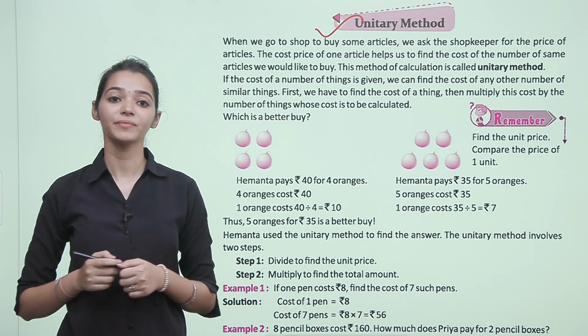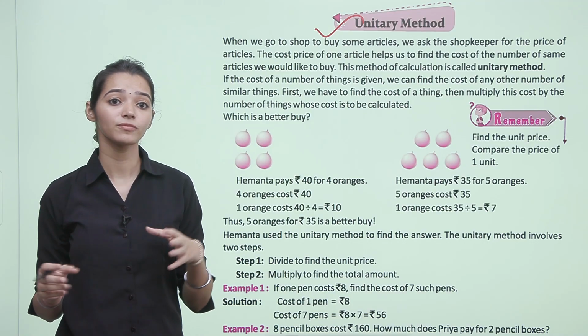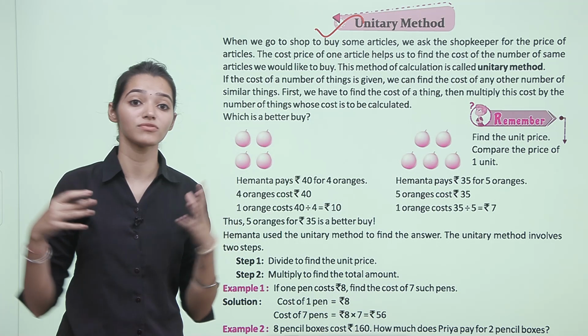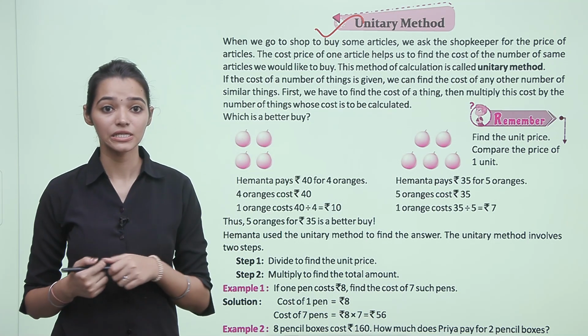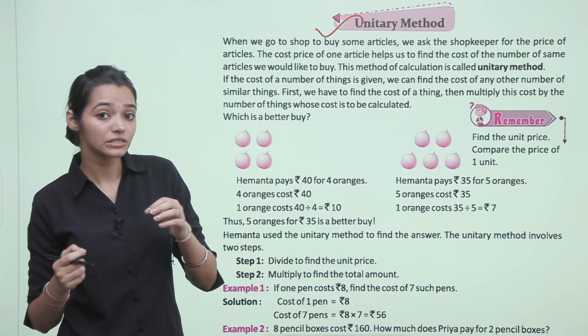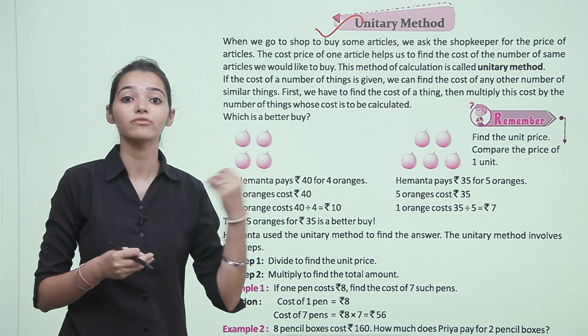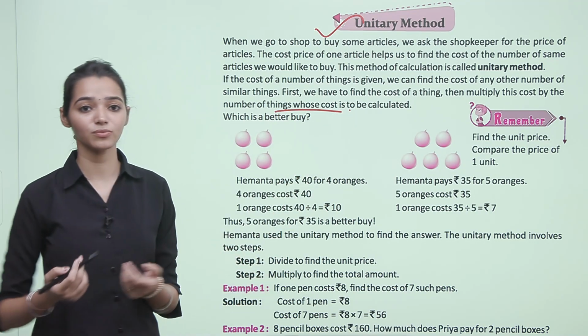Now let's start with the unitary method. When we go to buy or shop some articles, we ask the shopkeeper for the price, and the cost of one article helps us to find out the cost of the number of such articles we would like to buy. This method of calculation is known as the unitary method. Now if the cost of a number of things is given, then we can find the cost of any other similar things. Firstly we have to find out the cost of one thing, and then we will multiply it to find the cost that is to be calculated.